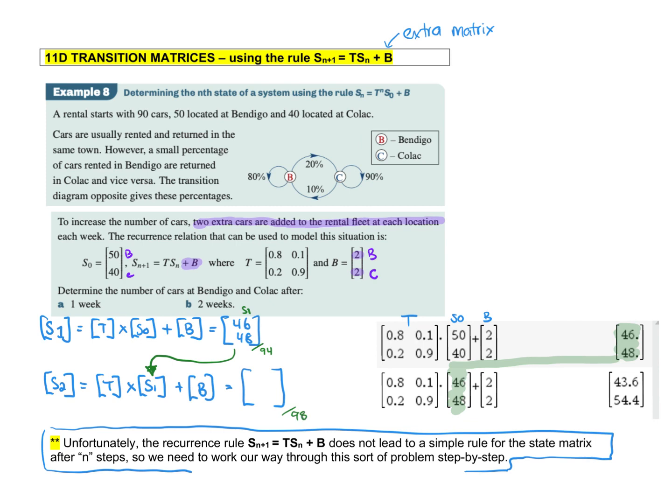Just little things to think about so you can help spot if you're doing it right. I've done that over here, the transition times S1 plus B. And I got 43.6, so I'm going to round that to 44, and 54.4, so I'll round that to 54, and I know it should be 98, and that's what those two numbers are. So that's good. All right. So I would have to keep doing it step by step.